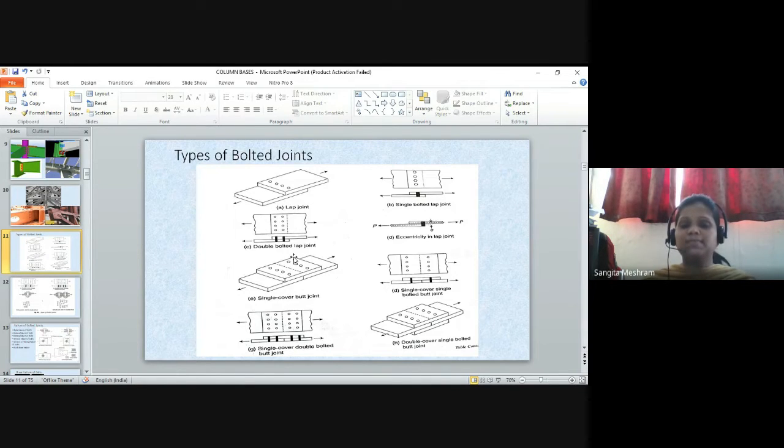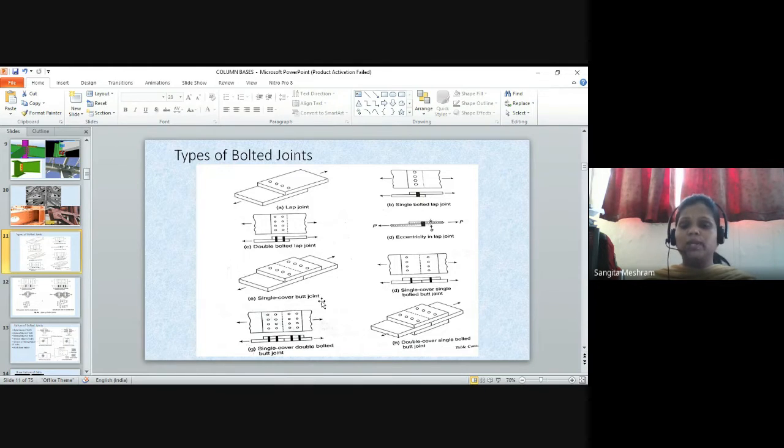Okay, and this plate, the above plate, is called the cover plate. Why are we providing the cover plate? In the case of a butt joint, if we have connected the plates, we have to provide the cover plate. It may be at the top or at the bottom, or both sides. If we are providing it on a single side only, that is called a single cover butt joint.